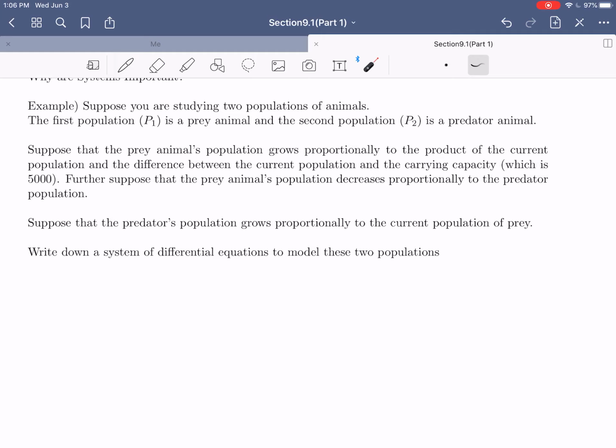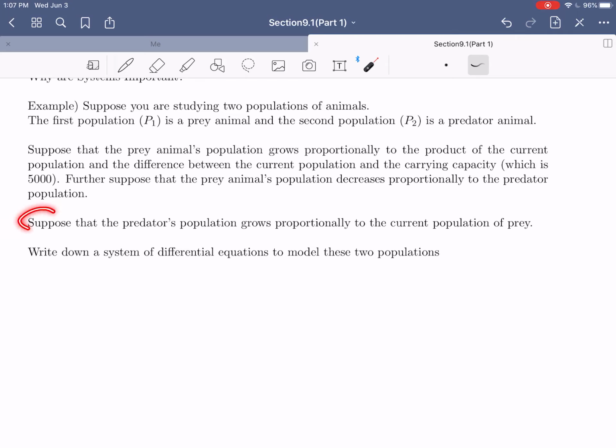However, since we're modeling two populations here, we're going to further suppose that the prey animal's population decreases proportionally to the predator population. So the more predators there are, the more quickly the prey population decreases. That should make sense because the predators are eating that prey.